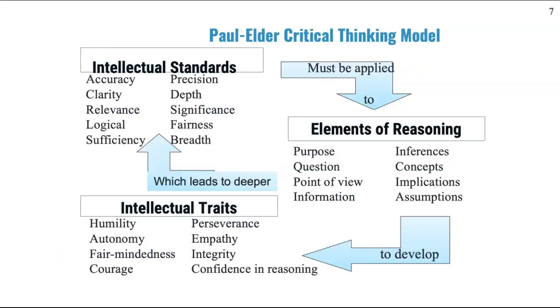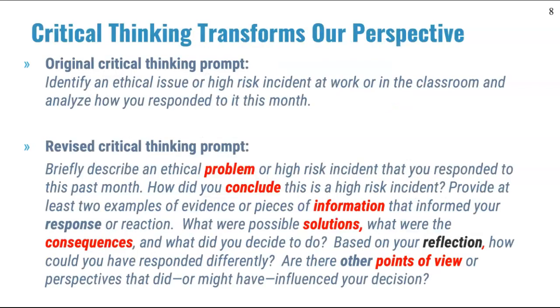So this is kind of a little chart to put some of these pieces together. This is called the Paul Elder critical thinking model. So we have to hold ourselves to intellectual standards, and then those intellectual standards must be applied to elements of reasoning in order to develop intellectual traits, which again leads to deeper intellectual standards. So it kind of goes around and around in a circle, but this is just a way to think through the standards, the elements of reasoning, and the intellectual traits that are further described in detail in the Miniature Guide to Critical Thinking book. So I admonish you to read that.